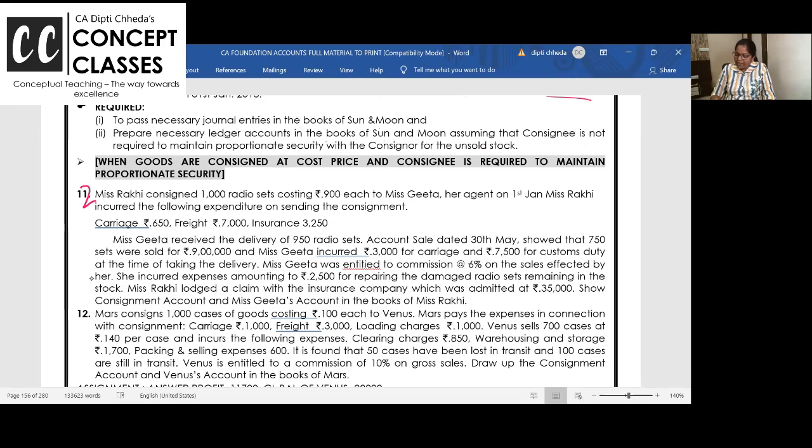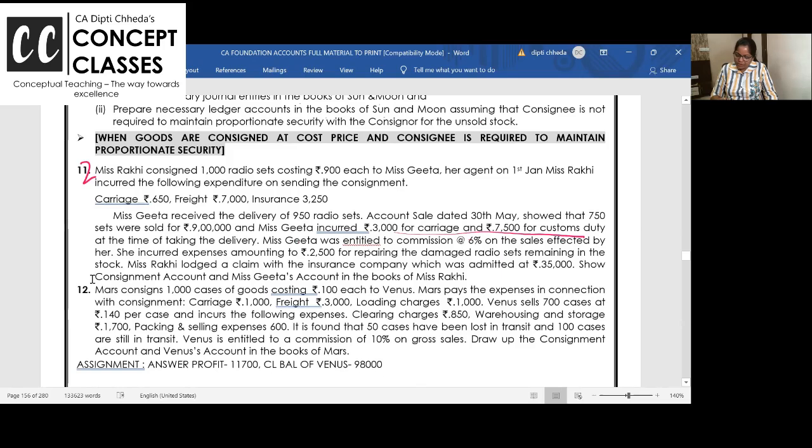ये सब लेंगे. Geeta was entitled. Will we take these expenses in closing stock? Answer is yes, because they are incurred till the goods reach the godown of the consignee. Now, Ms. Geeta was entitled to a commission of 6% on the sales. ये तो सब ठीक है. She incurred 2,500 for repairing damaged goods. That we will not take.